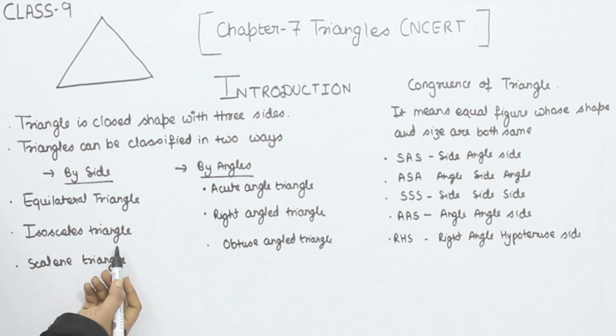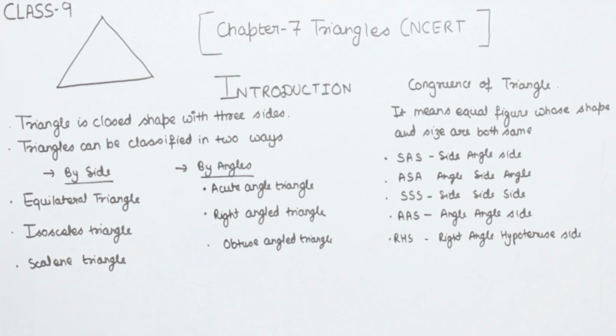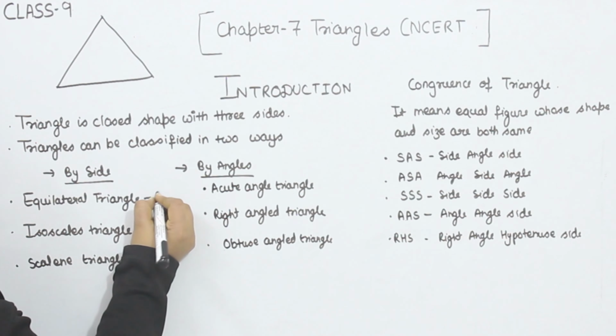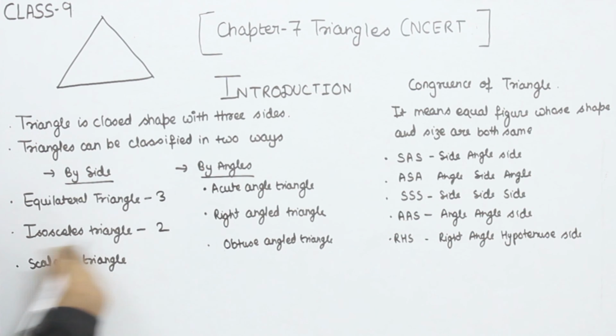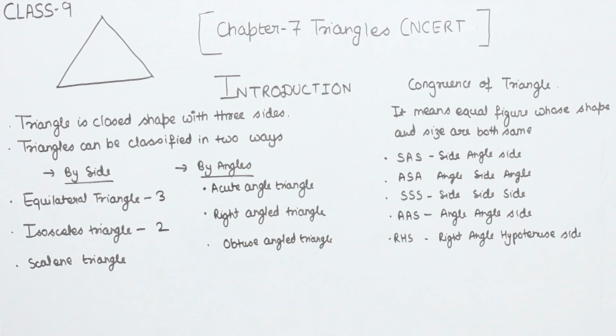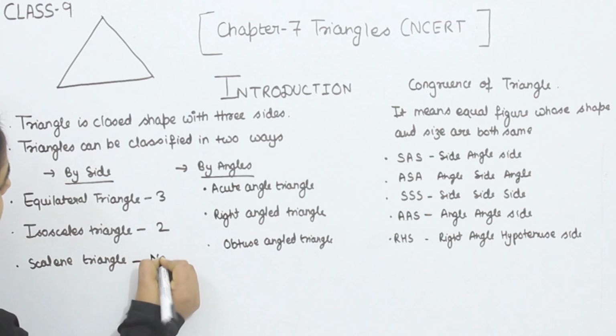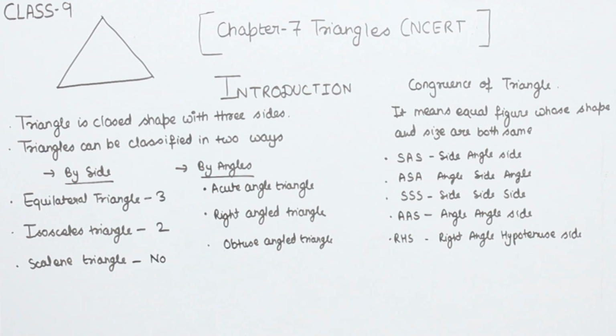Now comes the isosceles triangle. In this one, two sides are equal. In the equilateral, three sides are equal. In the isosceles, two sides are equal to each other. Now comes the third one, the scalene triangle. In this one, no side is equal to any other.